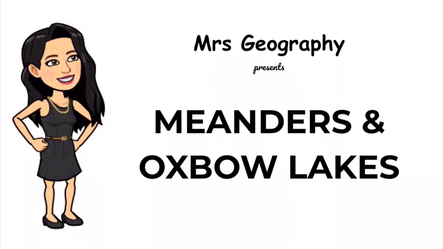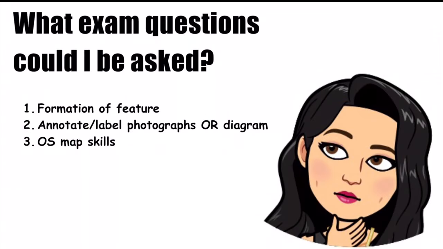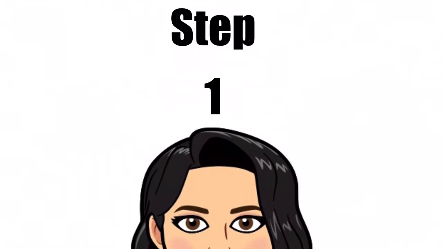In this video we're going to look at the formation of meanders and oxbow lakes and think about the types of exam questions we could be asked, from the formation of these two lovely river features to annotating photographs or diagrams, and looking at some OS map skills as well at the end. So let's jump right into step one, the formation of a meander.